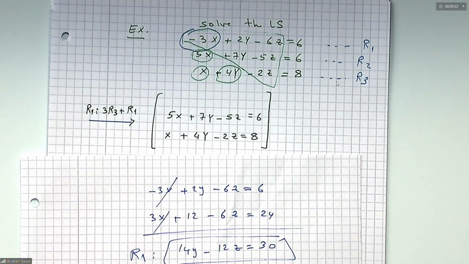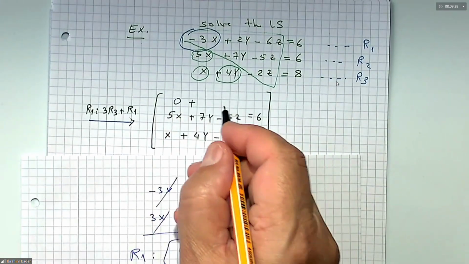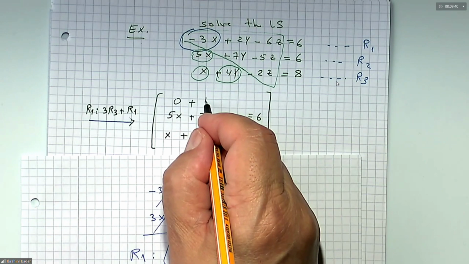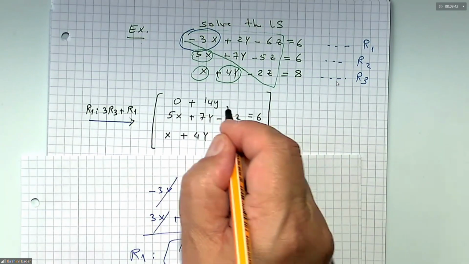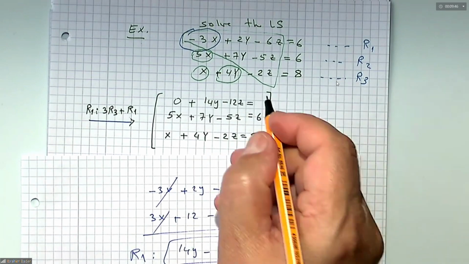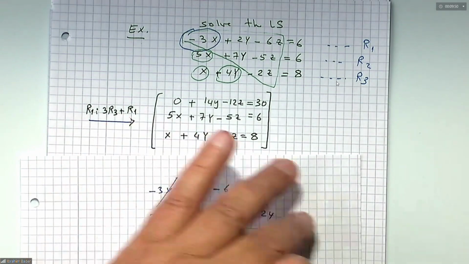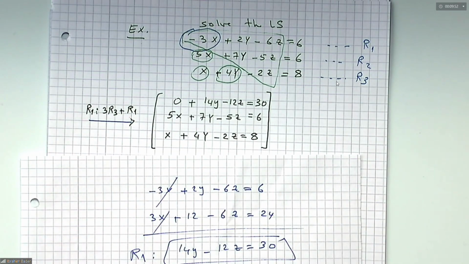So here I go to row 1. Of course, here I have 0, I can write it, 0 plus 14y minus 12z equals 30. Notice that here I just multiply all the row, even the constant here to the right. Okay, so this is the first step.